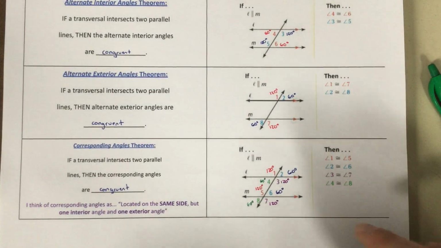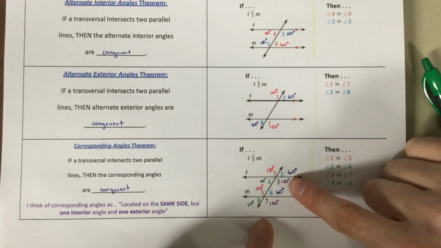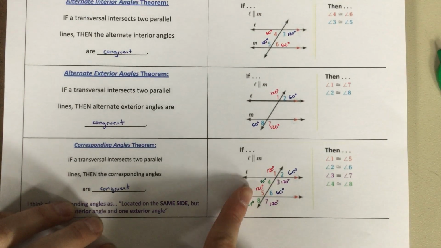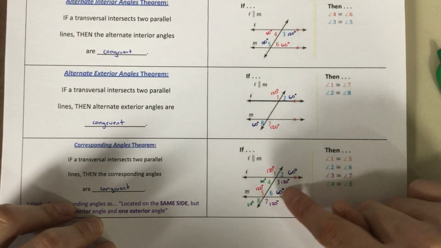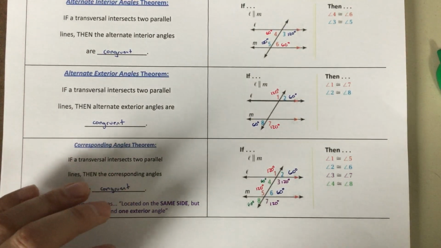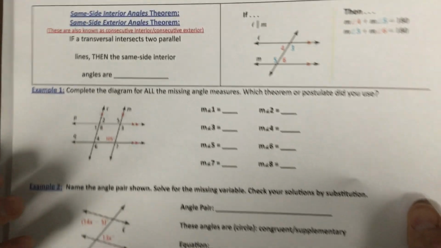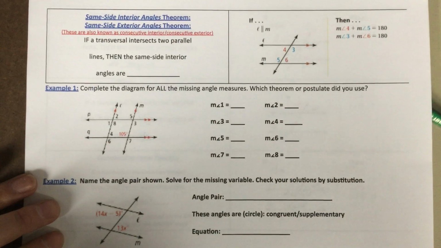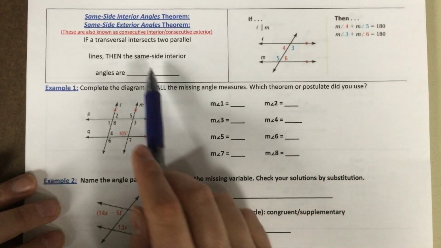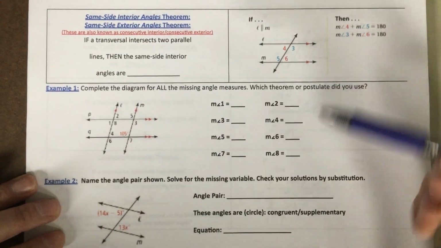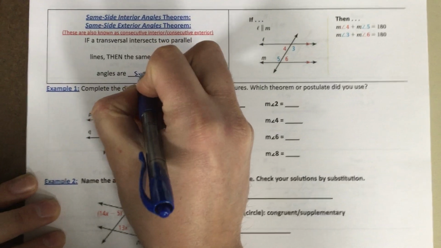So now if we take a moment, we can see that there actually is a relationship between 3 and 6. We can also see that there's a relationship between 4 and 5. If you were to add those together, that adds up to equal 180 degrees. They're supplementary, which leads to the last angle pair. Same side interior angles and same side exterior angles. So if a transversal intersects two parallel lines, then the same side interior angles are not congruent. These are what we call supplementary.